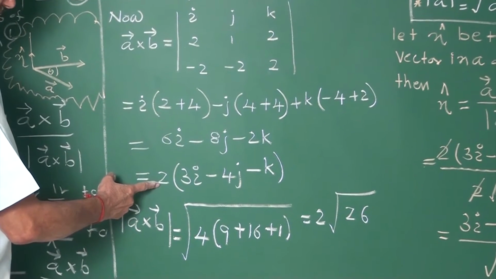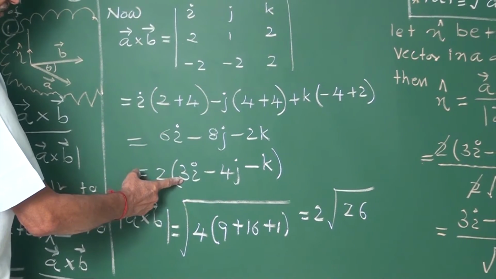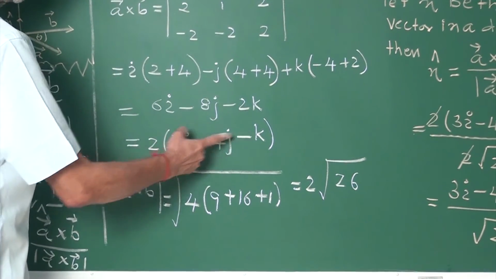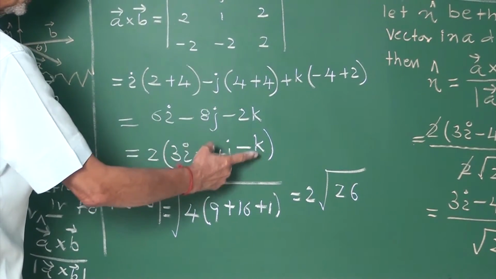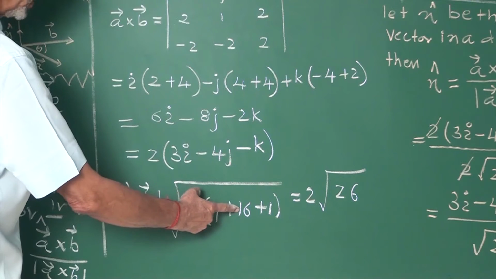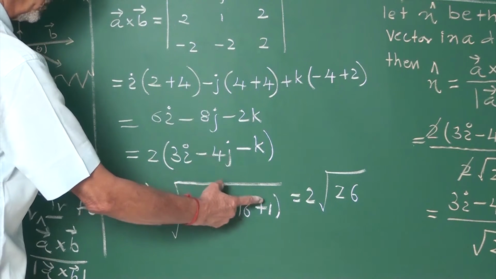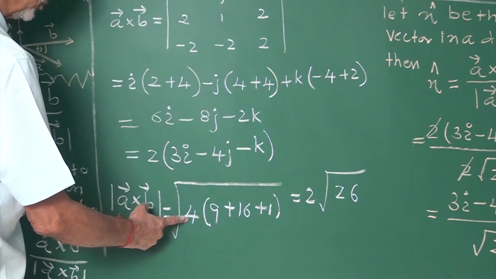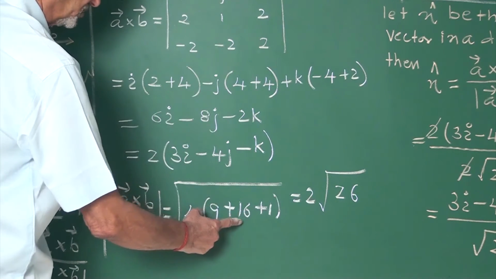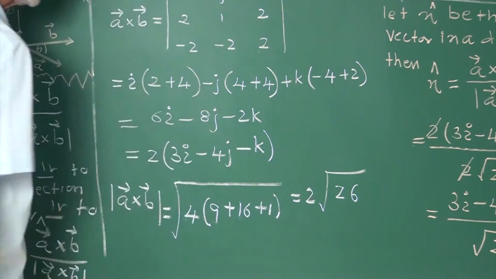Magnitude square: 4 times 3 square plus minus 4 the whole square, plus minus 1 the whole square. Square root of 4 is 2, 9 plus 16 plus 1 is root 26.